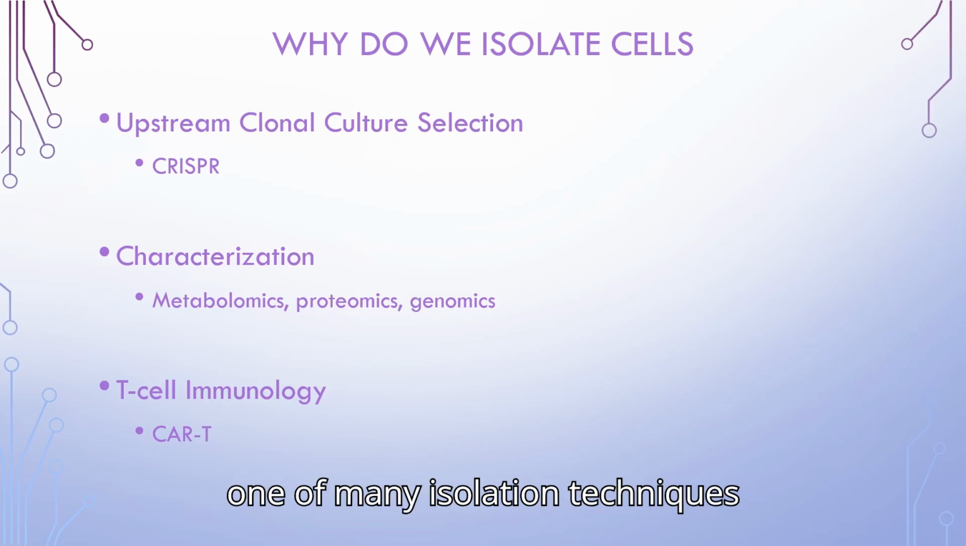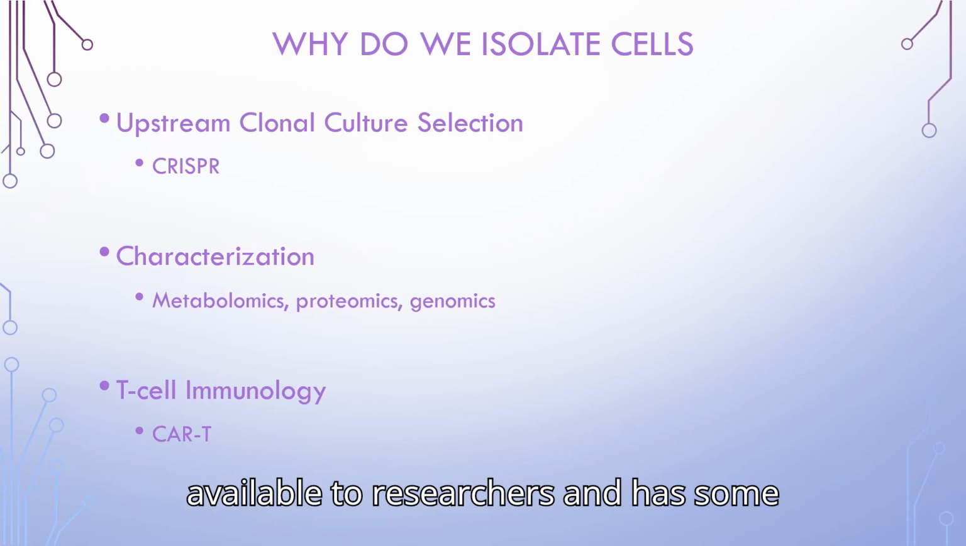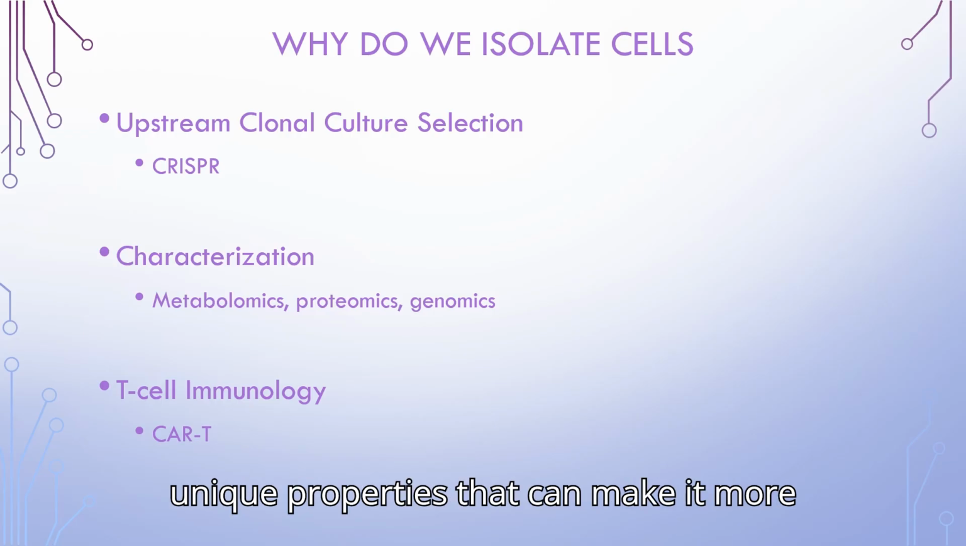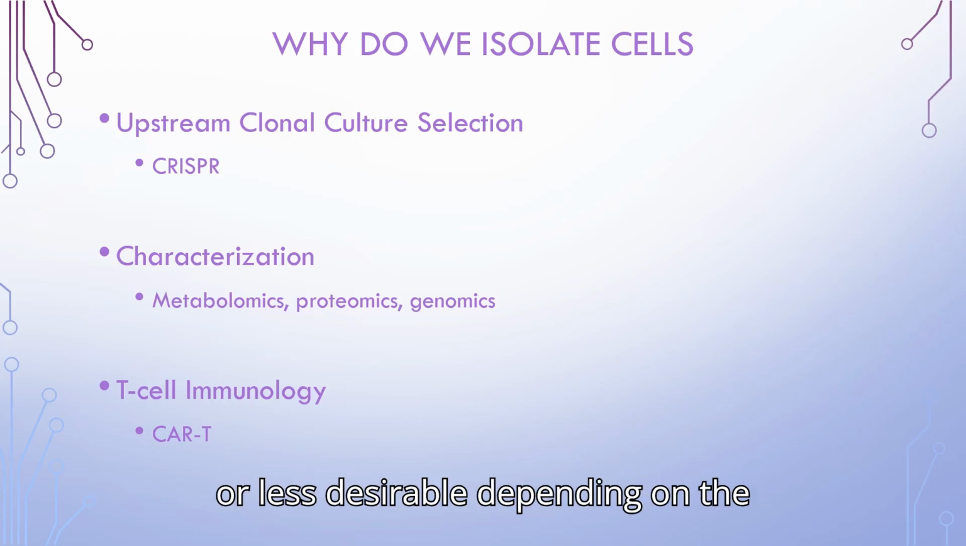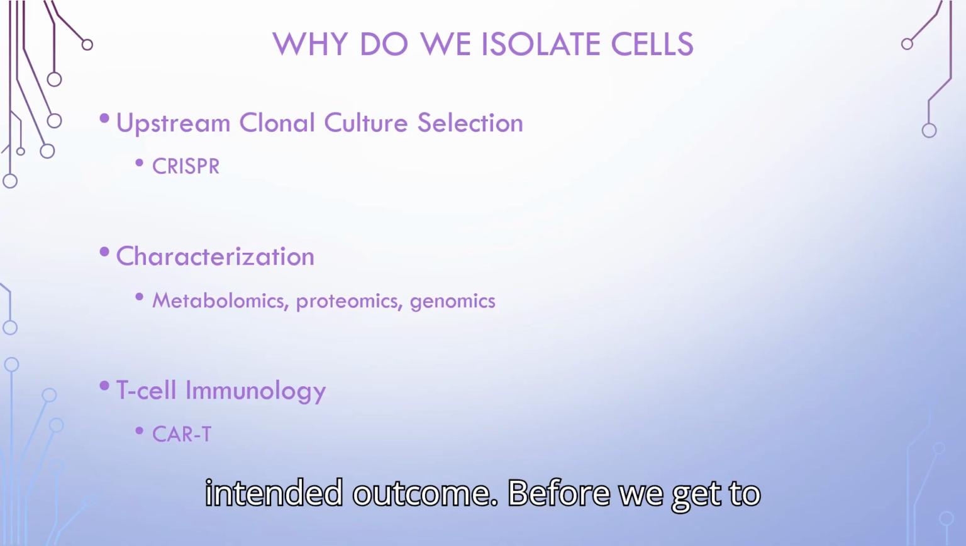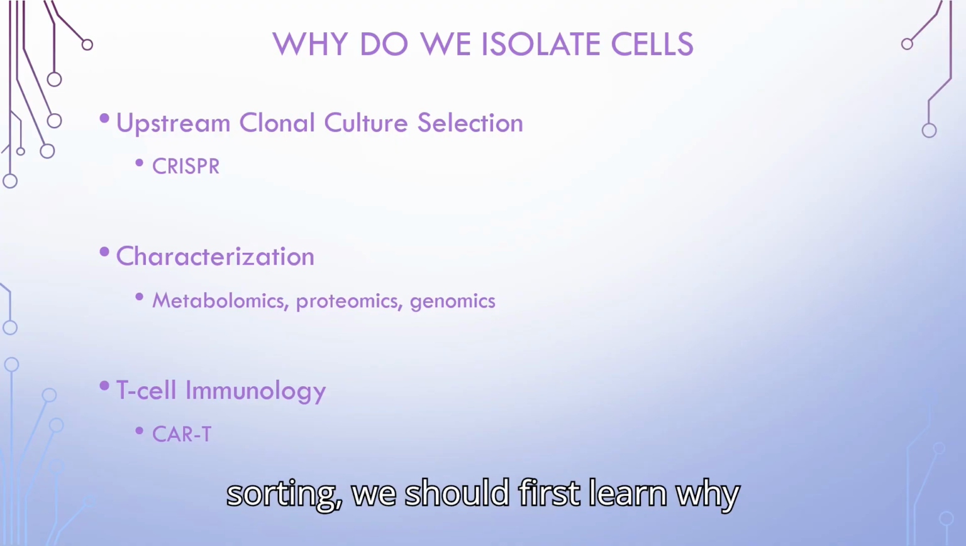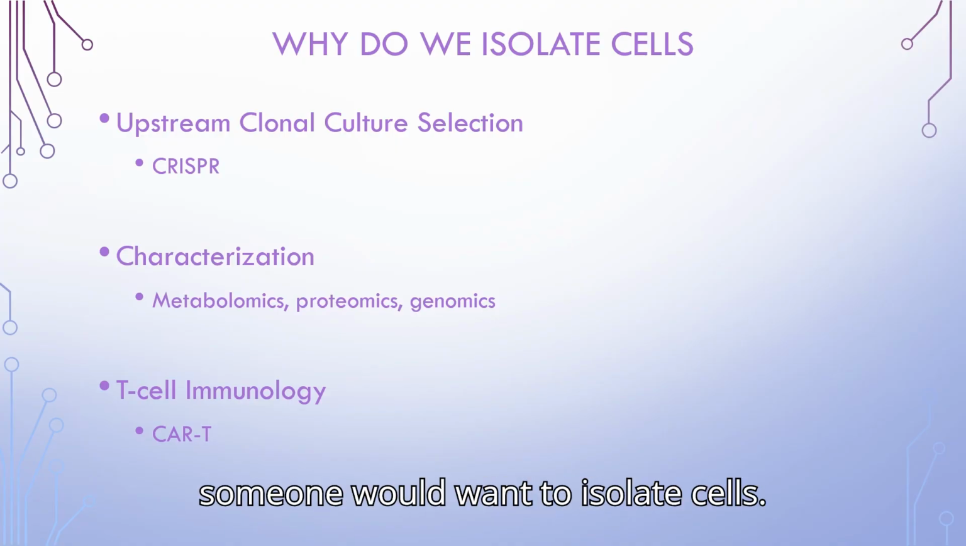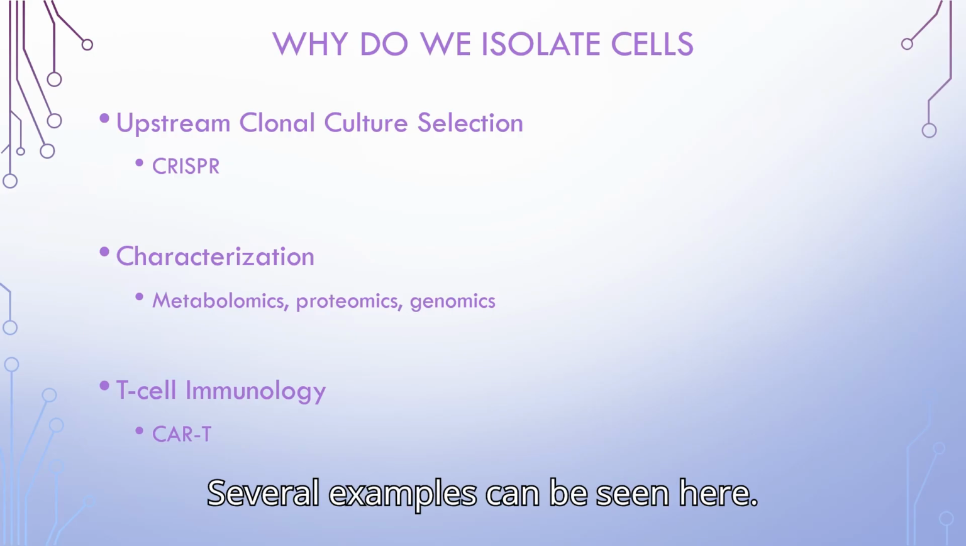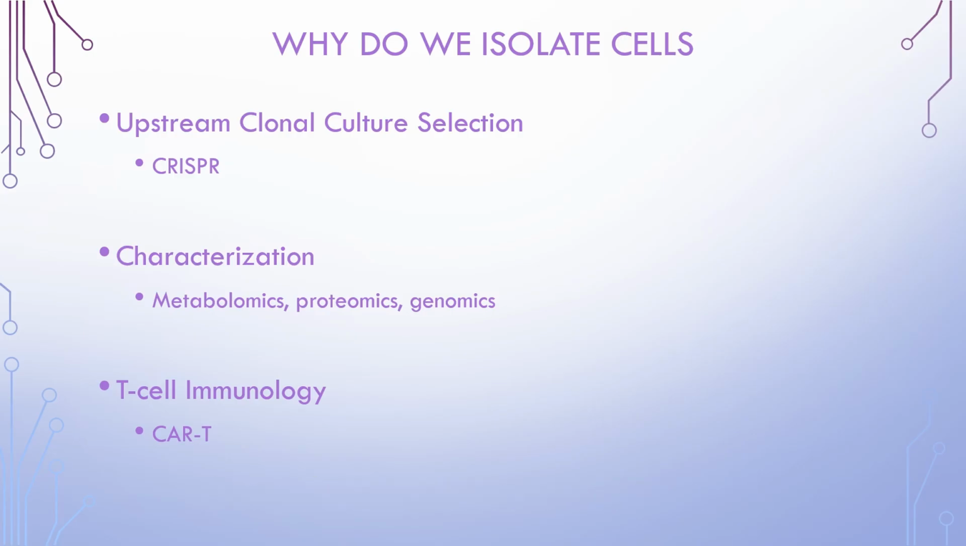Cell sorting is one of many isolation techniques available to researchers and has some unique properties that can make it more or less desirable depending on the intended outcome. Before we get to sorting, we should first learn why someone would want to isolate cells. Several examples can be seen here.